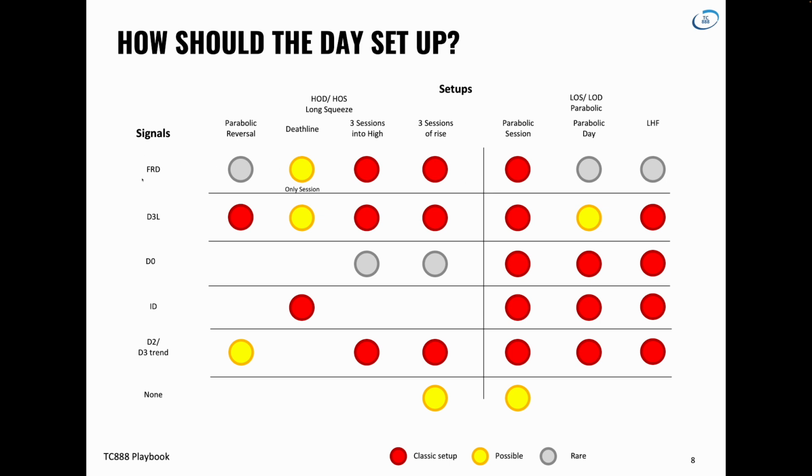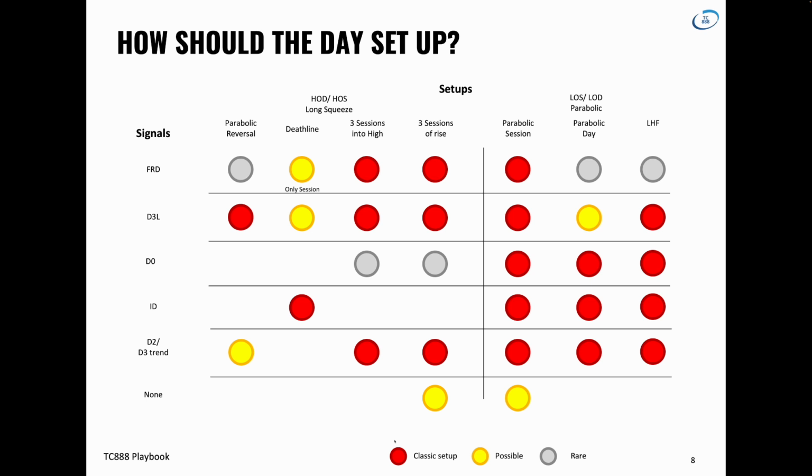So for a first red day, you typically want to see 3 sessions into a high. A 3 session rise is a very classic situation, or a parabolic session. Not parabolic day, because you don't have a higher time frame parabolic coil. Sometimes low-hanging fruit, but there's also not enough fuel for that. Deathline, only a session deathline, because for me, once it takes previous day high, the first red day signal is invalidated. Maybe then you get a deathline setup, a new one, but then it's not a first red day anymore. And like this, you read the whole table.